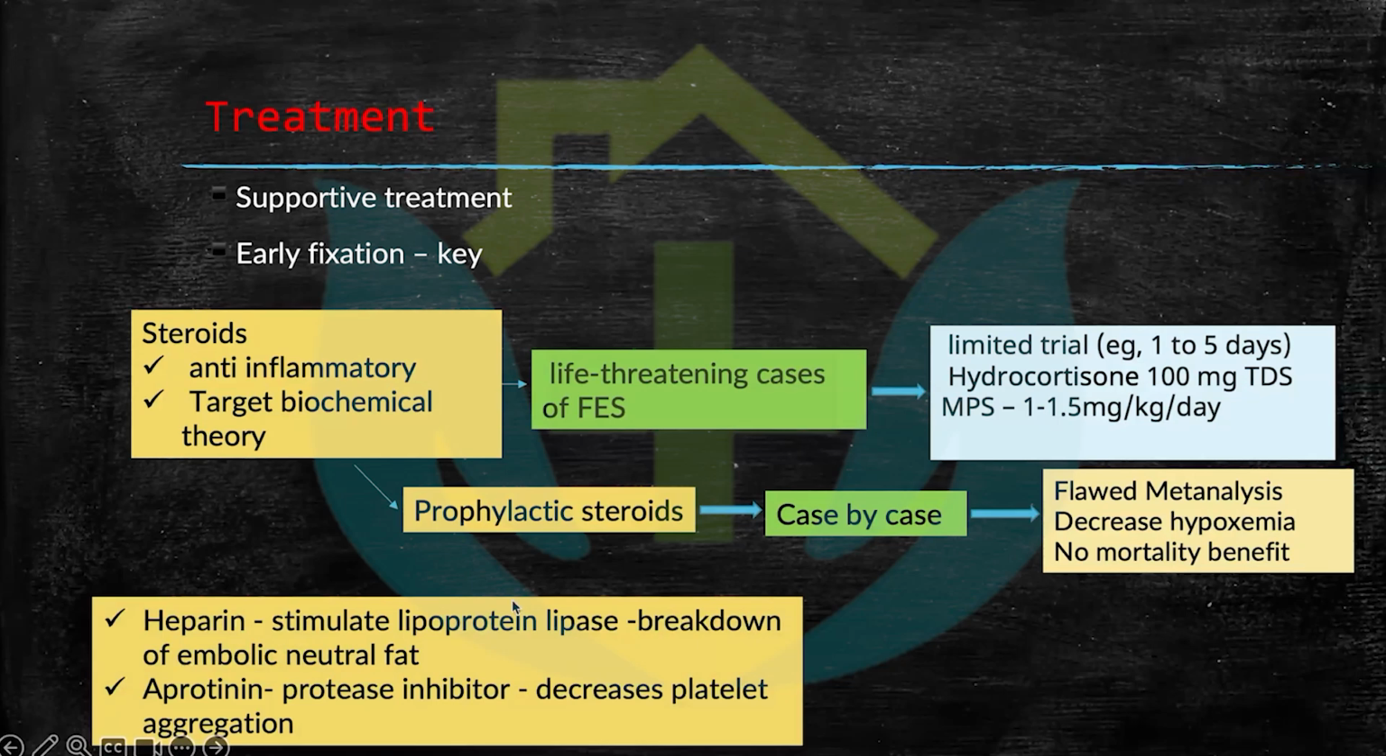Heparin, someone can ask what is the mechanism. Heparin is shown to stimulate lipoprotein lipase. So imagine that you have fat microglobules in your serum, and heparin goes and cleaves them, and therefore breaks the fat microglobules. That is the mechanism of heparin. So heparin theoretically has an advantage or can be used in fat embolism syndrome.